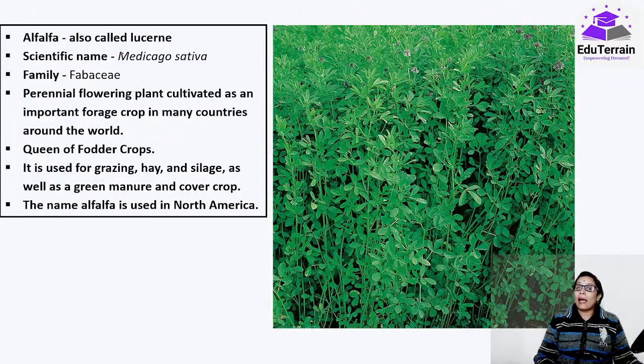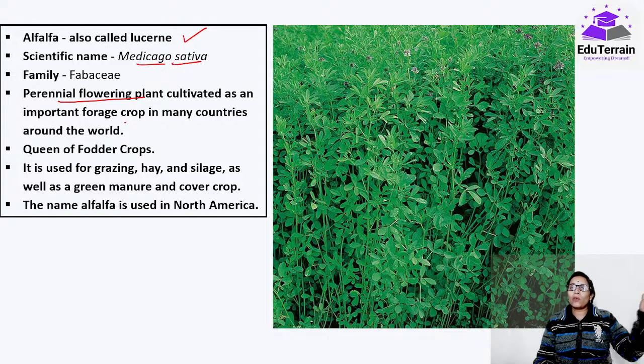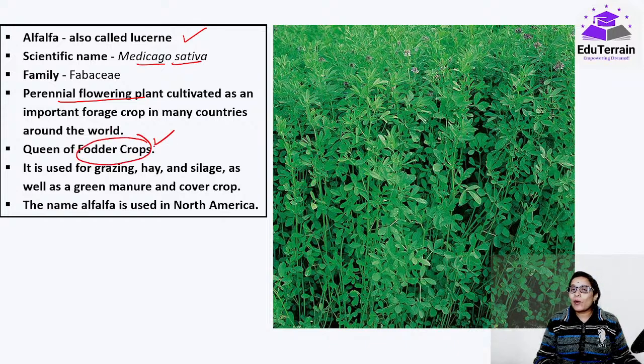Alfalfa is also called lucerne, Medicago sativa, a fabaceae or leguminosae plant, and it is a perennial flowering plant. Once you harvest, it can be grown again, so multiple crops can be taken. It's also called the queen of fodder crops because of the kind of utilization that we can get from this particular crop.